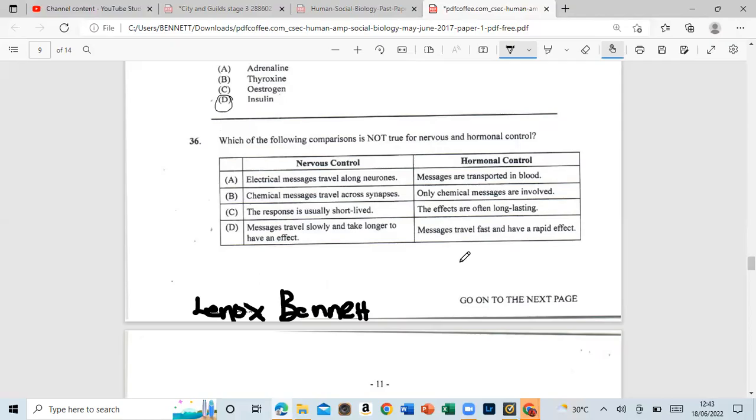That is true. The response is usually short-lived for the nervous system. That is true. The effects are often long-lasting. That is true. So that means it's after the D then. Let's see what D says. Messages travel slowly. No, they travel fast. So that's D. Think about it now. All right, so let's move on to 37.